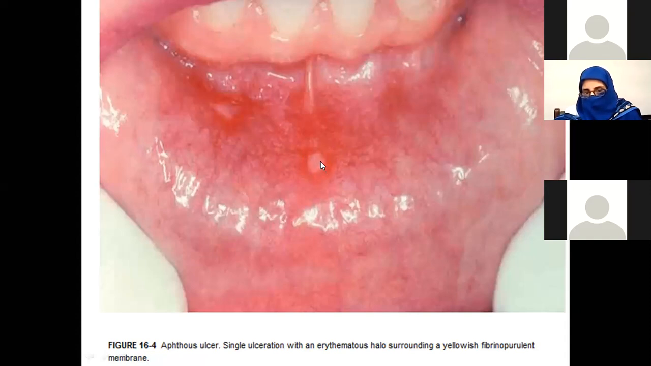And if you open the book, you can identify a slight yellowish appearance. This is an area which is surrounded by the red line. So aphthous ulcer: single, erythematous, yellow, surrounded by a yellow fibrinous membrane.